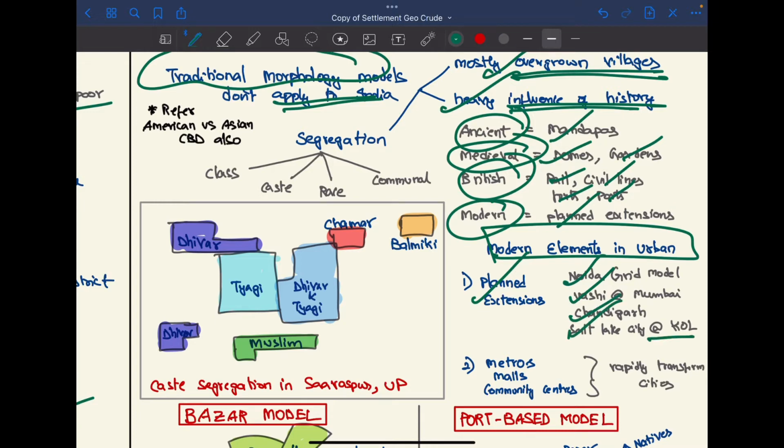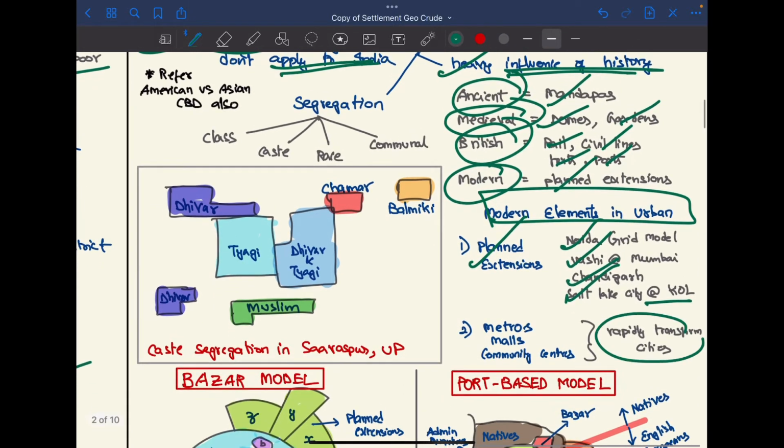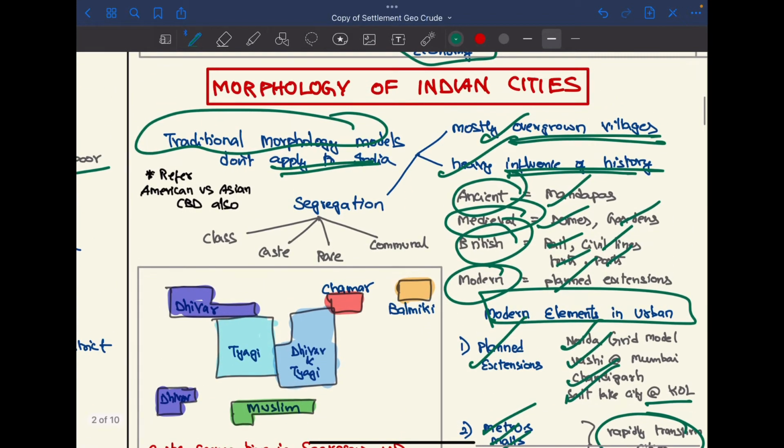Some new elements which are rapidly transforming cities are metros, malls, and community centers. So these are two reasons. The third reason is segregation, seen in terms of class, caste, race, and communal segregation. Also, the Asian CBD is much different from the American CBD.